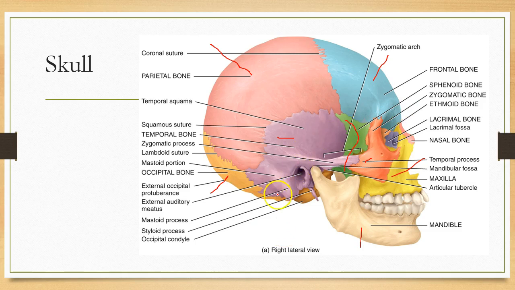So a few key features of the temporal bone are going to be the zygomatic arch, or zygomatic process that is helping form the zygomatic arch with the zygomatic bone. Then the external auditory meatus. And here we have the mastoid process. So this is that kind of bony lump you feel posterior inferior of the ear.